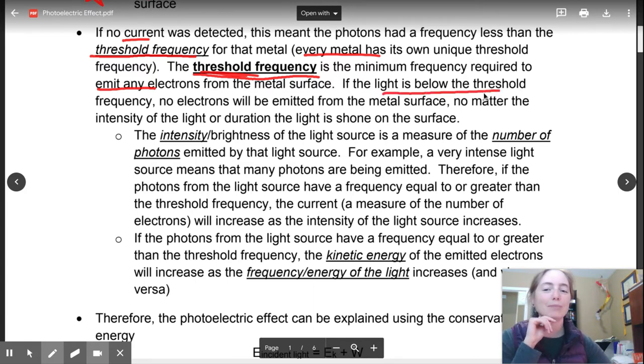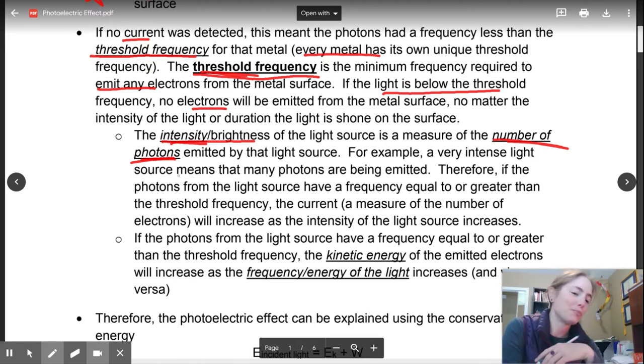If the light is below that threshold, the minimum frequency of that metal to knock free electrons, then you're going to have no electrons coming through, no matter how bright that light is. Another key term here is intensity, or brightness. Intensity, or how bright the light is, is a measure of the number of photons.